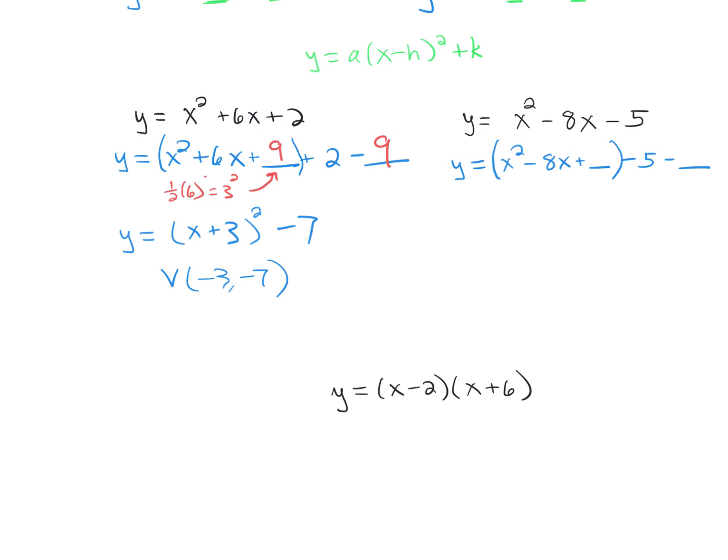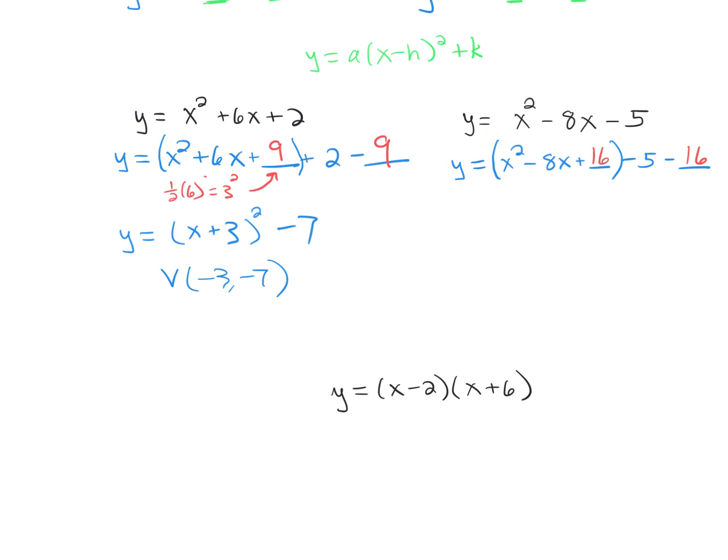Okay, we need to complete the square. So we take half of this and square it. Well, half of this is negative 4. And when you square anything, it's always positive. So 4 squared is going to be a 16. Now, because I need to keep my equation balanced, if I add 16, I'm going to need to subtract 16 in order to not affect my original problem.